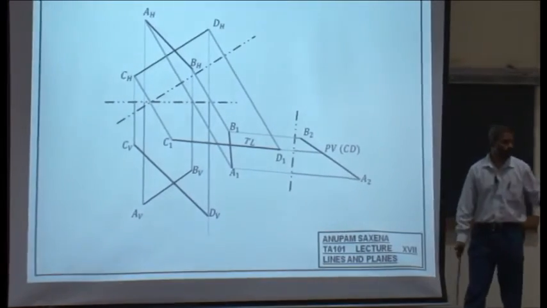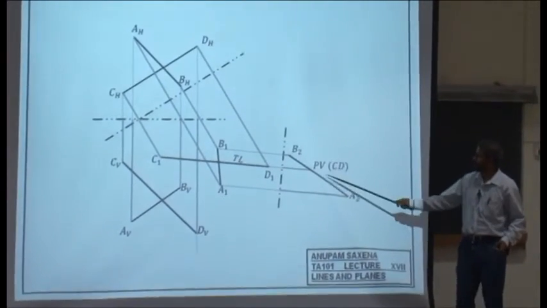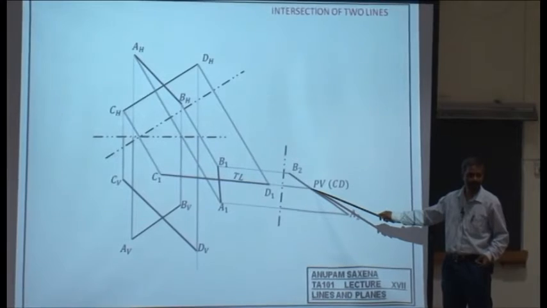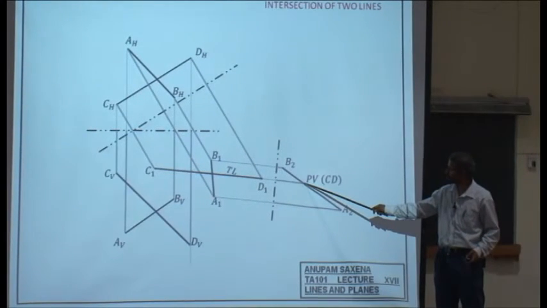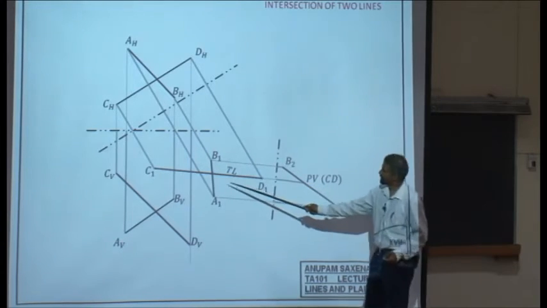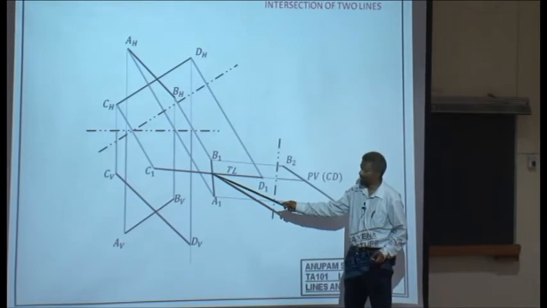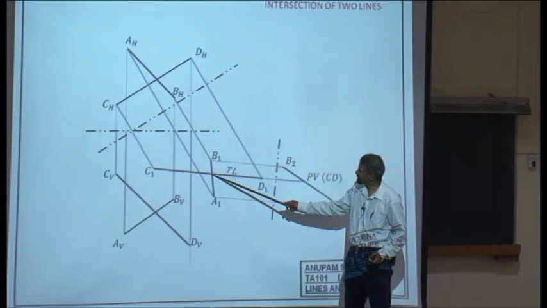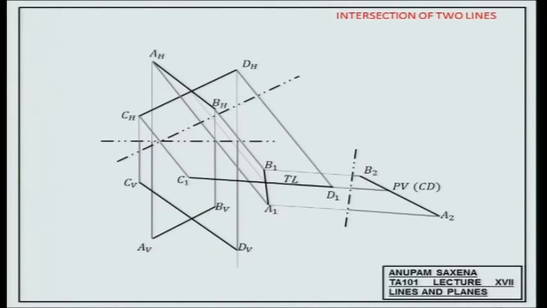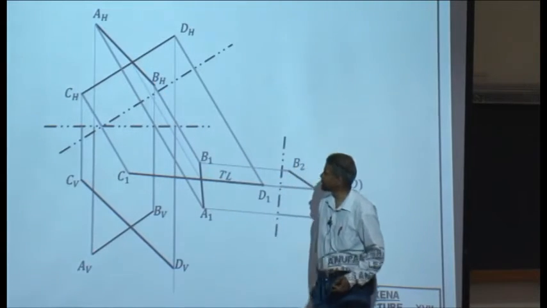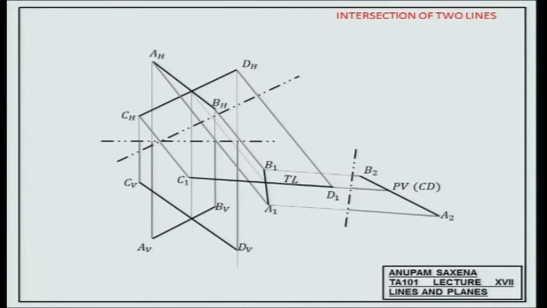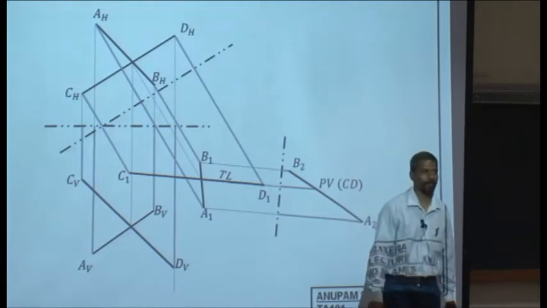Hold on. Clearly this is the point of intersection. If you project it back, this is where your intersection is happening. If you project that back onto the top view, this is where the intersection is happening. And if you project that down, okay, this is where the intersection is happening.